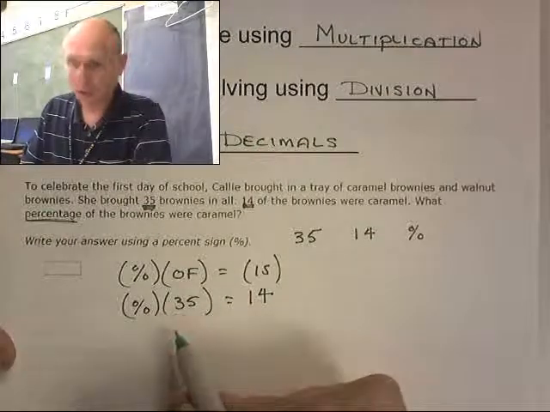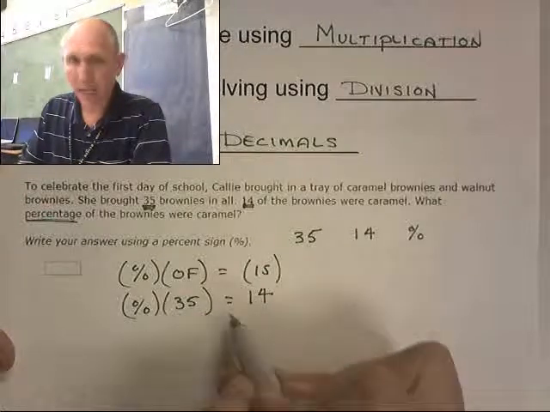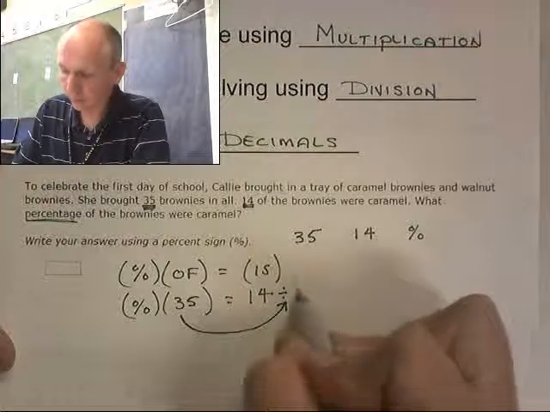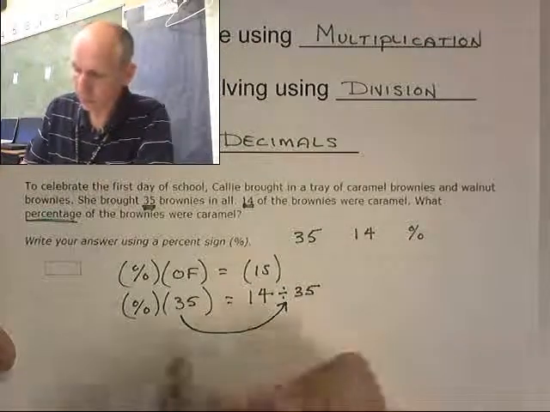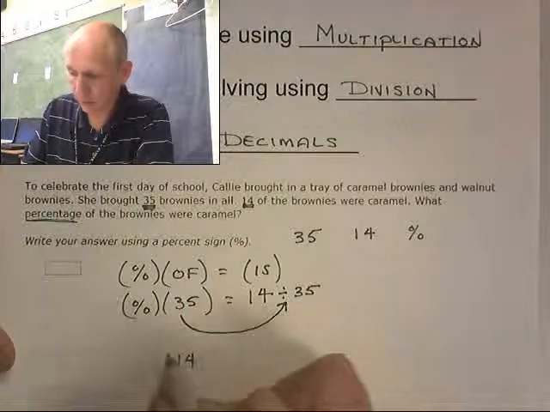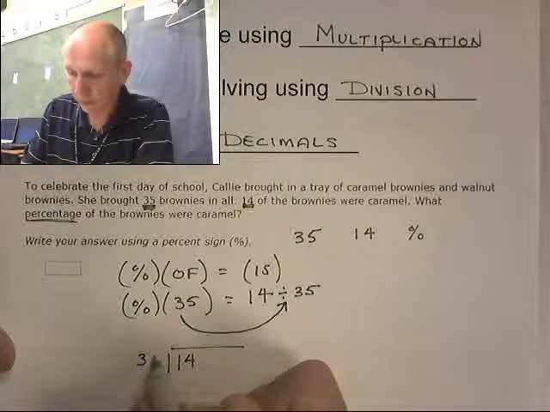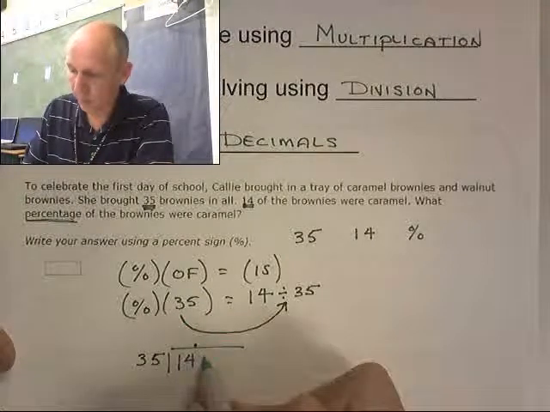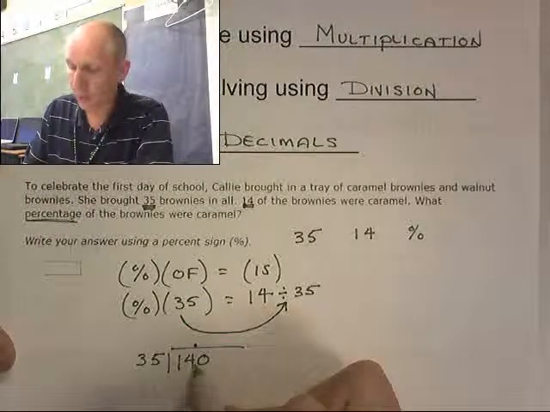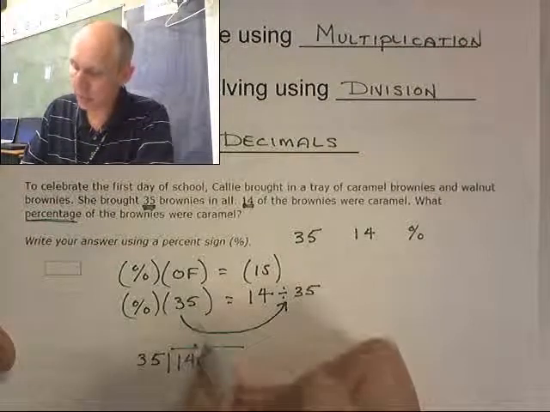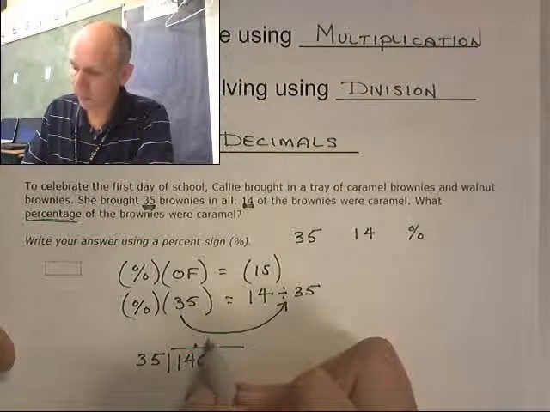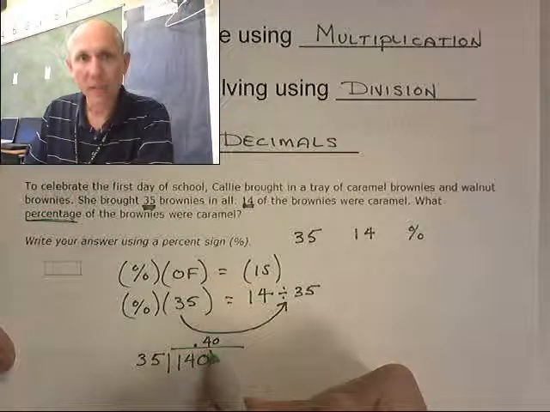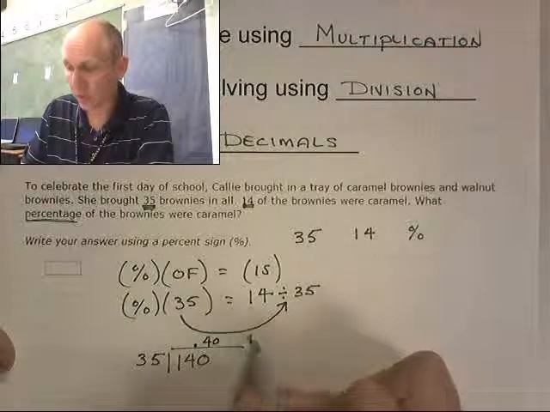How do I solve this? Do I multiply? Do I divide? This is the division. So I'm going 14 divided by 35. Adding a decimal, adding a 0. 35 goes into 140. What's that? 4 times? 0.4 as a percentage is 40%.